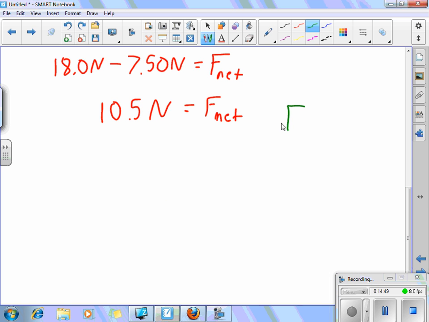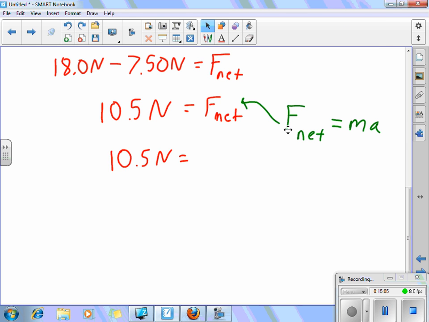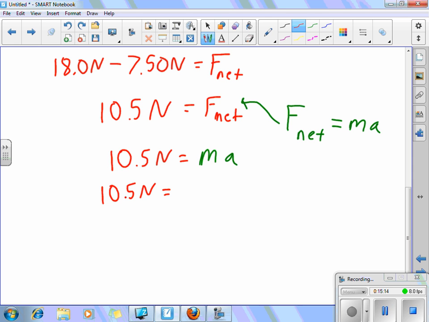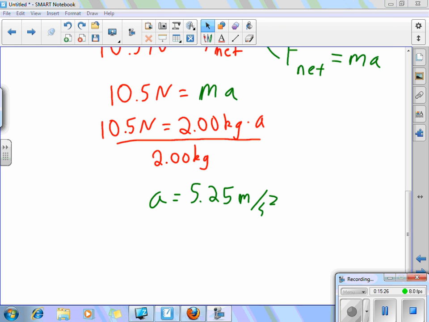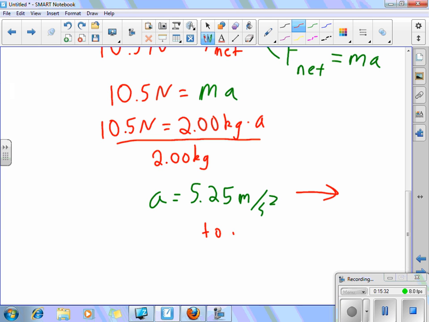Now, in order to find the acceleration, which is what we're looking for, we also have to recall Newton's second law, which is that F net equals ma. We're going to plug that into the equation here. So I basically have my 10.5 newtons is equal to net force, but net force is equal to ma, so I can plug in ma there. So now we have our 10.5 newtons net force, which is equal to the mass, which we recall is 2 kilograms, times a. If you divide both sides by 2 kilograms, we can now figure out the exact acceleration of this object. And it turns out to be 5.25 meters per second squared, to the right.